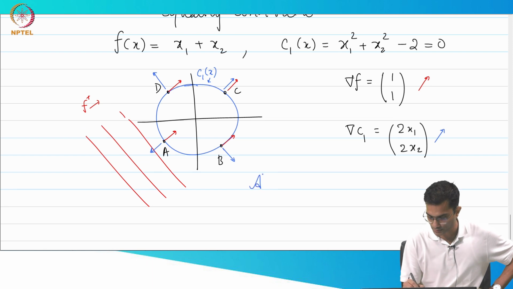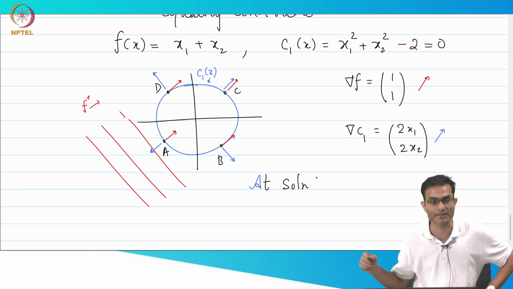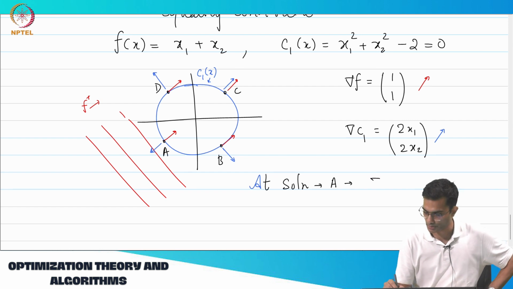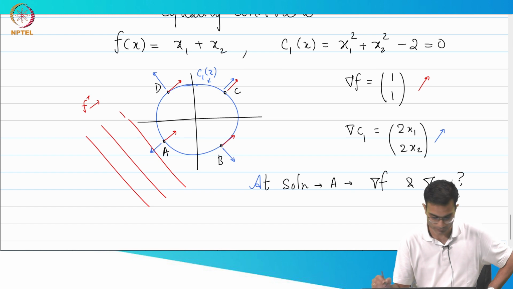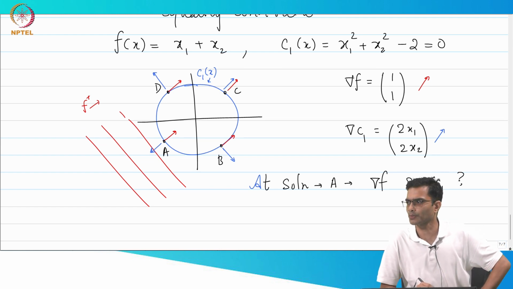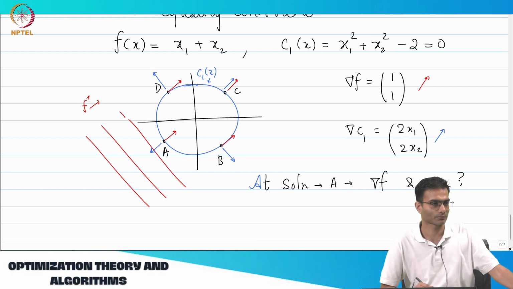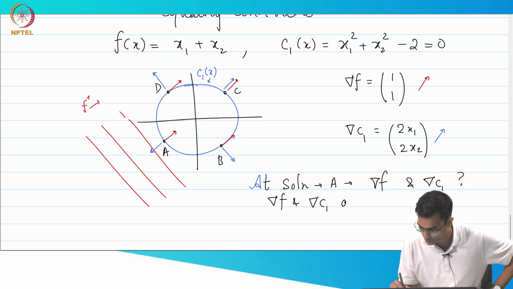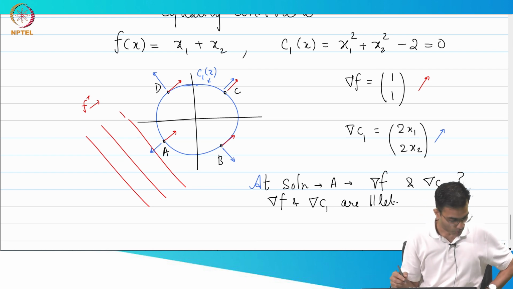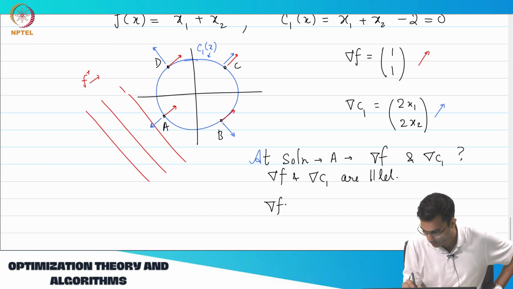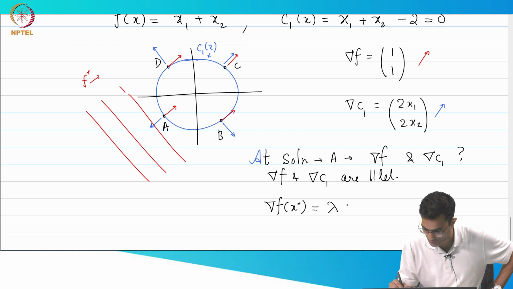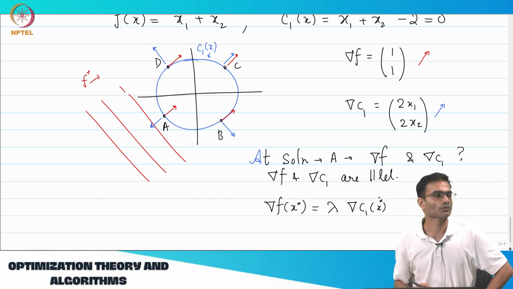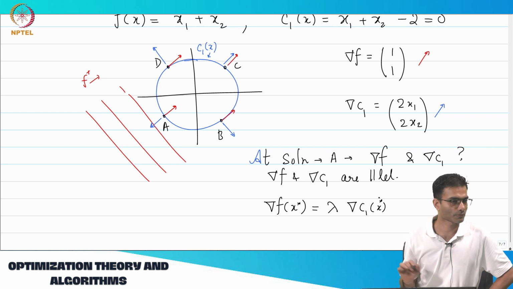So at the solution, we know that the solution is out of A, B, C, D, which is the solution point? A. Right, at the solution which is point A, is there any relation between grad f and grad C1? They are opposite to each other. In general, what can you say? They are parallel to each other, right? Whether it's pointing in the same way or with a minus sign, they are parallel to each other, right? So, grad f and grad C1 are parallel, okay. So, I could also write grad f of x star, which is the solution, is lambda times grad C1 of x star. So, we have not derived this. This is just based on observation. You will agree with me, okay.